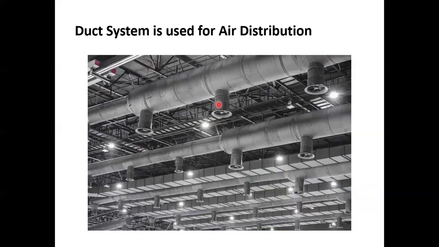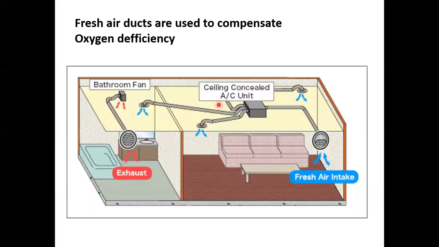Then next is air distribution. Basically, air distribution is done through a duct system, and these duct systems come in different types and different materials. We will be learning about these duct systems in the upcoming sessions. Correspondingly, as I told you, we need to maintain the oxygen quantity. For that, we need a fresh air inlet. A fresh air inlet should be distributed across each and every area where you provide the air conditioning.